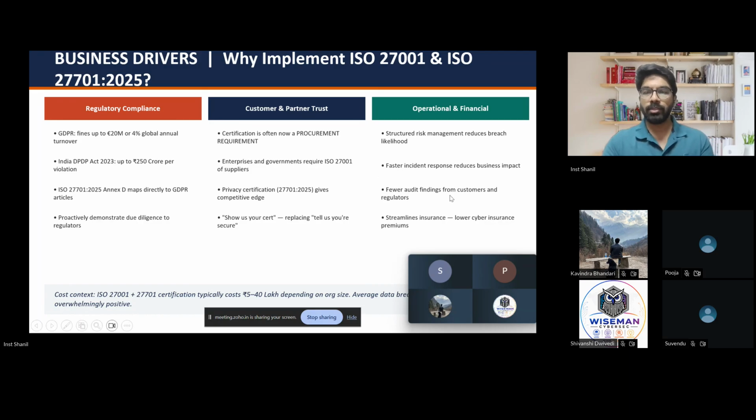Fewer audit findings from customers and regulators. Whenever any external audit happens in your organization, there will be very few audit findings, because you are already following globally recognized standards. Streamlined insurance, lower cyber insurance premiums. Every organization nowadays takes cyber insurance policies. If you are ISO certified, the insurance company would see that you already follow best practices for data security and information security. So your premium would be comparatively less than an organization which is more prone to any cyber attack.